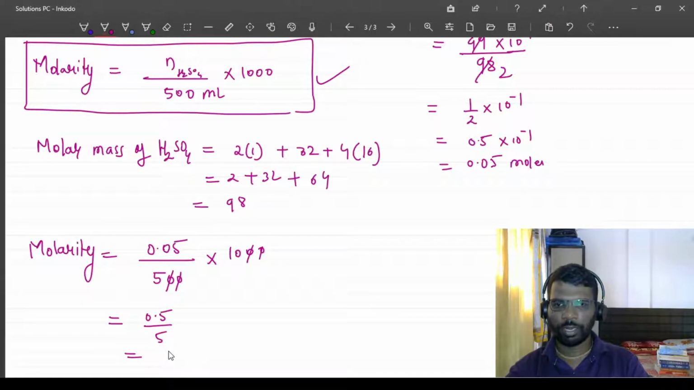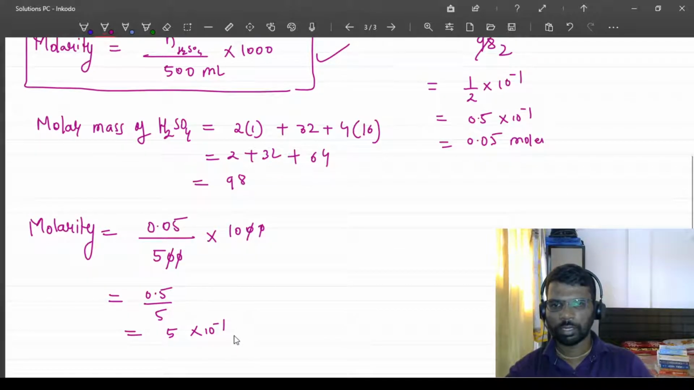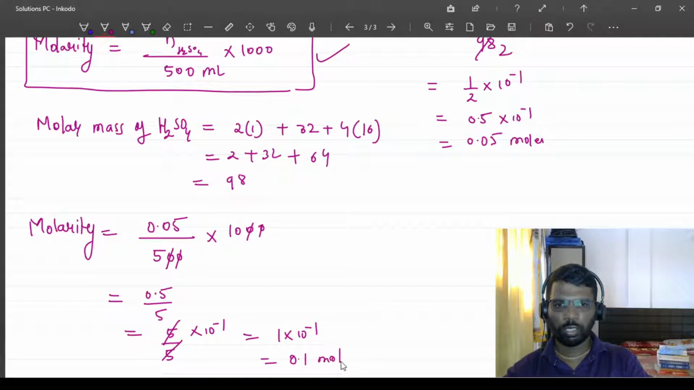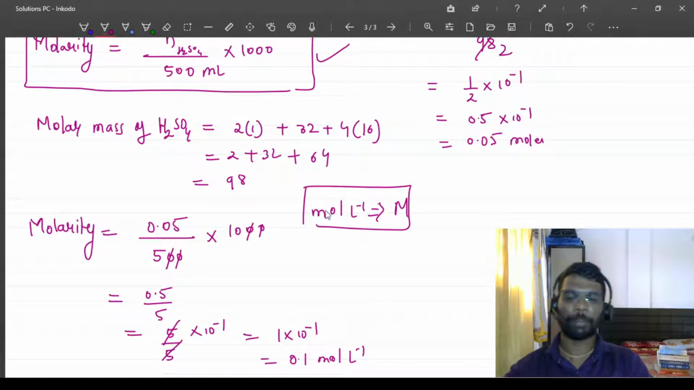This further could be written as 5 into 10 raised to minus 1, and this 5 I am keeping as it is. So 5 and 5 will get cancelled. Your answer will be 1 into 10 raised to minus 1, which comes to 0.1 moles per liter. Writing moles per liter and writing capital M is one and the same. Okay, that represents the molarity.